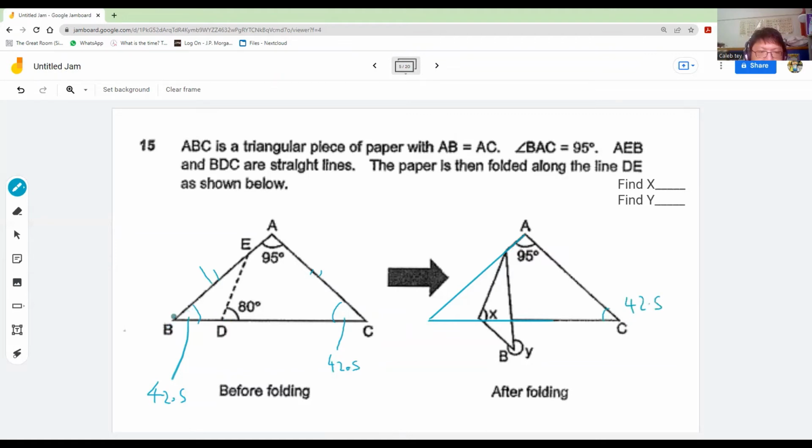And where did this corner go to? This corner actually went to this portion. This is 40. Realize now actually we found y first before we found x. So let's solve for y. That's 360 minus 42.5. It's 317.5.